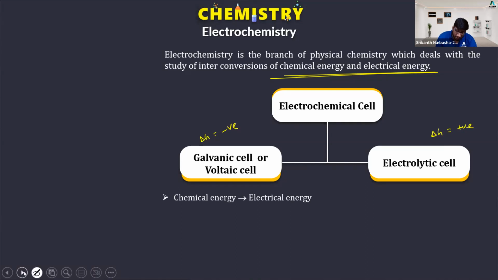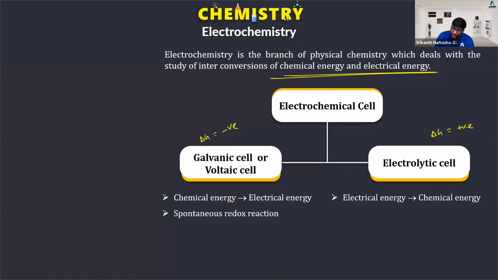Chemical energy is converted into electrical energy in the galvanic cell, and it is a spontaneous redox reaction. Electrical energy is converted into chemical energy in the electrolytic cell, and it is a non-spontaneous redox reaction. The same oxidation and reduction happen. Always oxidation occurs at the anode and reduction occurs at the cathode, but the signs of anode and cathode are different.